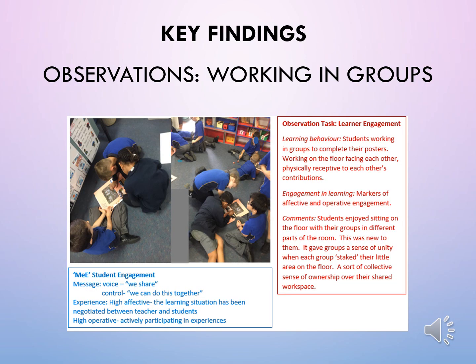Key findings. Observations, working in groups. The observation task above details how student engagement is present while students work collaboratively. Their posture and demeanor are all markers of effective and operative engagement. Students enjoyed sitting on the floor with their groups in different parts of the room. This was new to them.